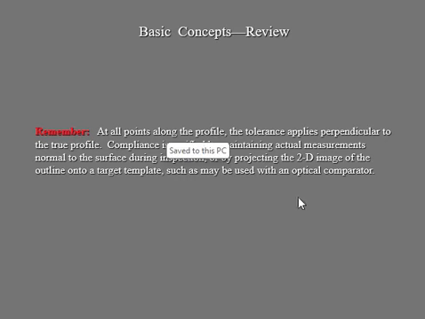For all of the points along the profile, your tolerance is going to apply perpendicular to your true profile, and then your compliance has got to be verified. And how are you going to do it? By maintaining the actual measurements normal, meaning 90 degrees to the surface, when you're doing your inspection, or by projecting the 2D image of the outline onto the target template. And sometimes, of course, you use the optical comparator to do that job.